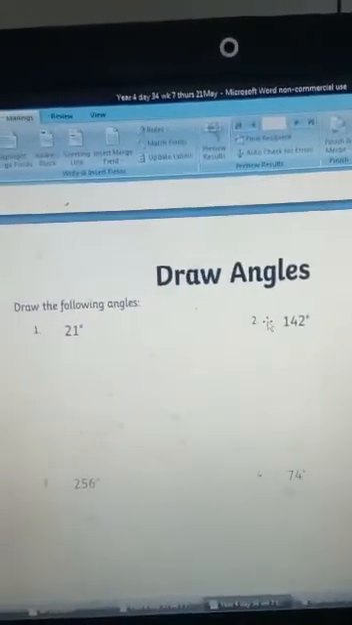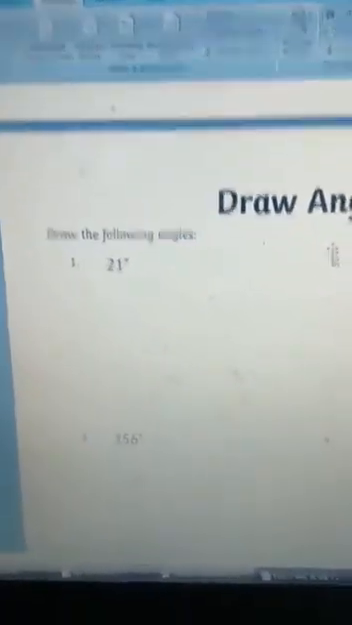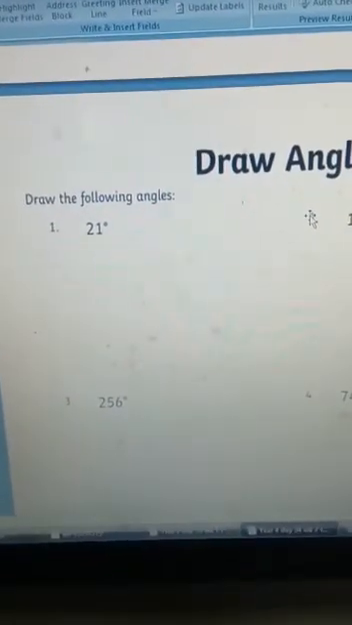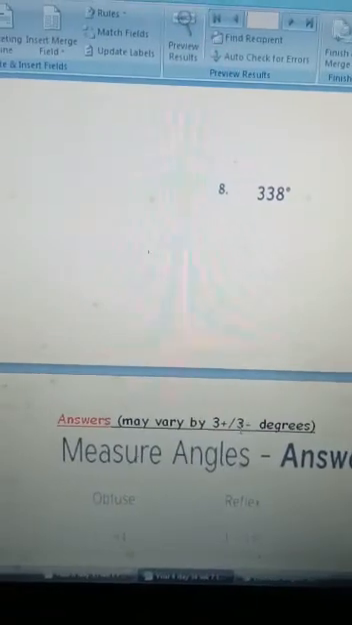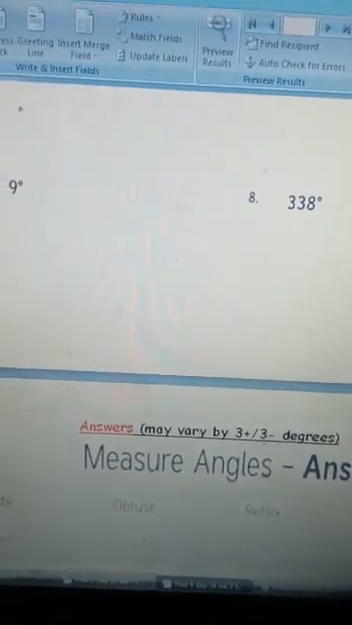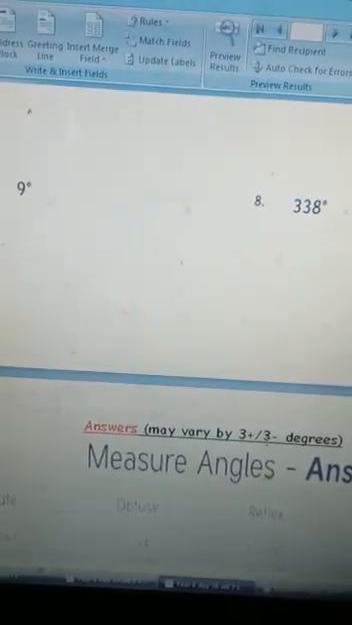And then if you really like using the protractor, on this page you can draw the following angles: 21 degrees, 142, 256 degrees, 74 degrees, 184, 113, 9 degrees angle, and 338. Okay, and then you've got the answers. Remember, the answers can vary by 2 or 3 more than, or 2 or 3 less than the actual answer. Good luck.